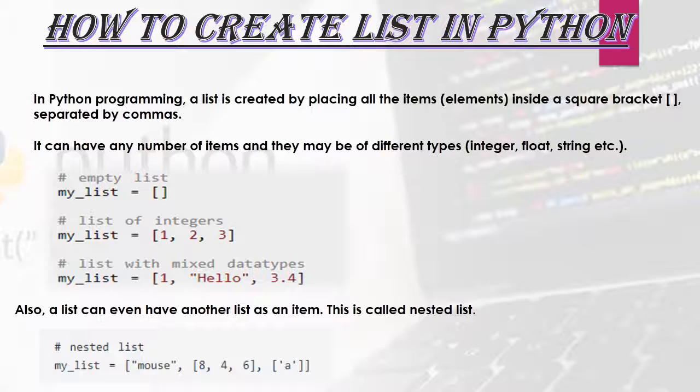Also, a list can even have another list as an item. This is called a nested list, meaning the list inside the list is called the nested list. Here is an example, nested list. My list is equal to mouse, then another list 8, 4, 6, then another list 8.